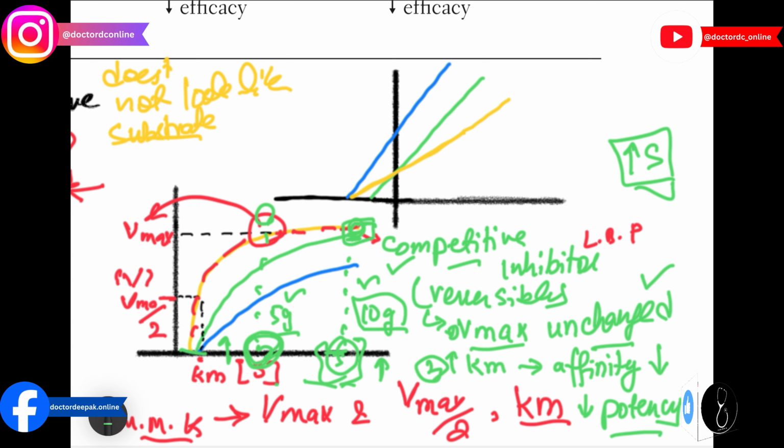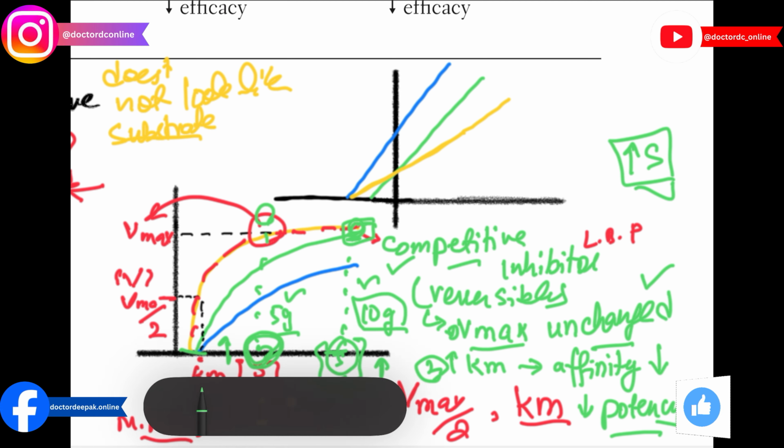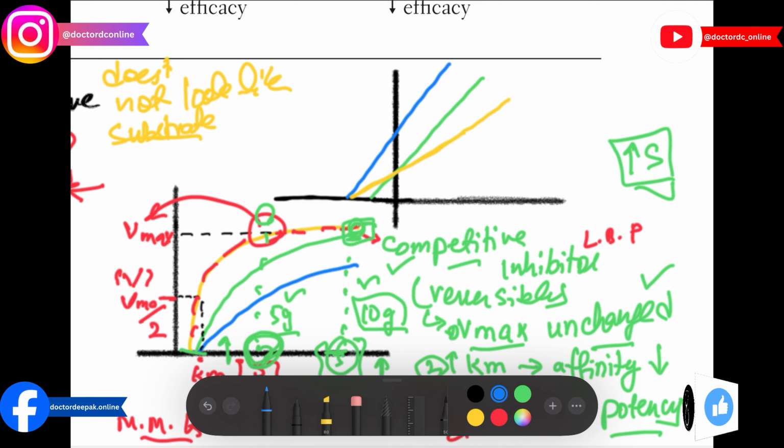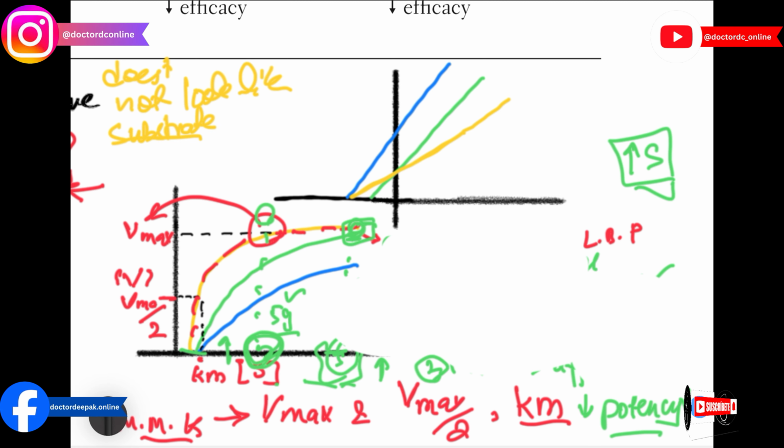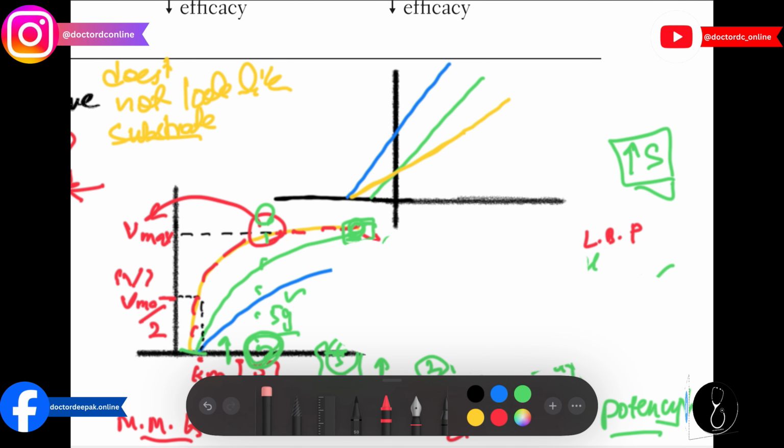Now we will talk about non-competitive inhibitors. The blue line you are seeing is the non-competitive one.